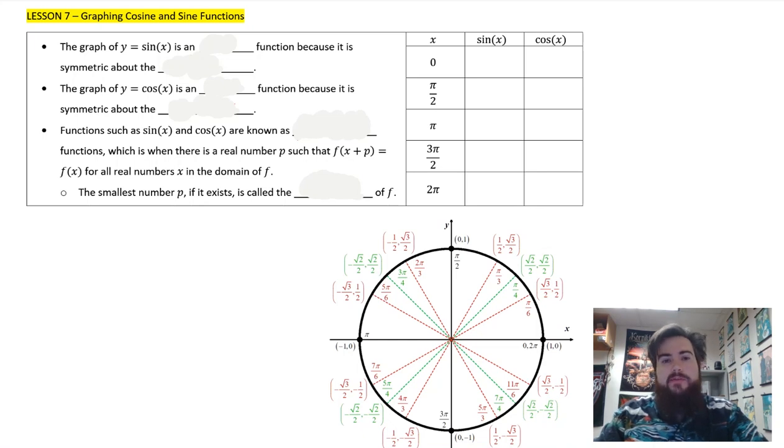Lesson 7, Graphing Cosine and Sine Functions. In this section, we are going to be taking both the functions sine and cosine and graphing them as functions of x on the Cartesian or rectangular plane.